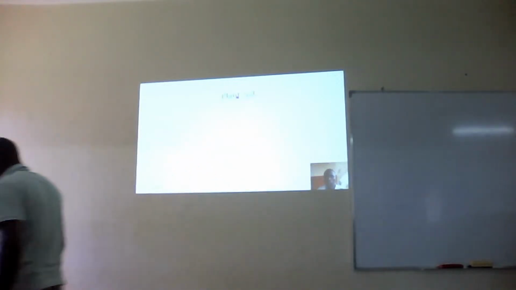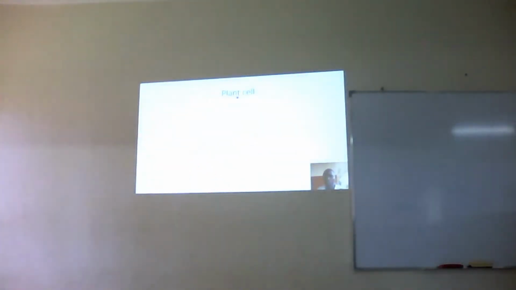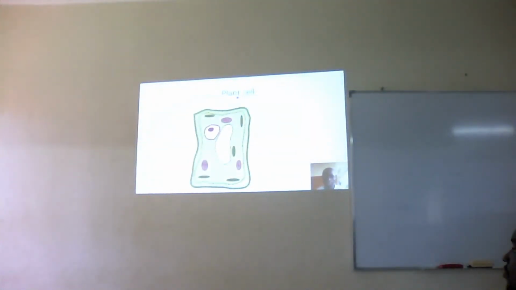We are going to look at the plant cell now. Here you'll find that some structures that we looked at in the animal cell are not here in the plant cell. And you'll find that some structures which are in the plant cell here are not there in the animal cell. So you have to pay attention and be able to identify those structures.